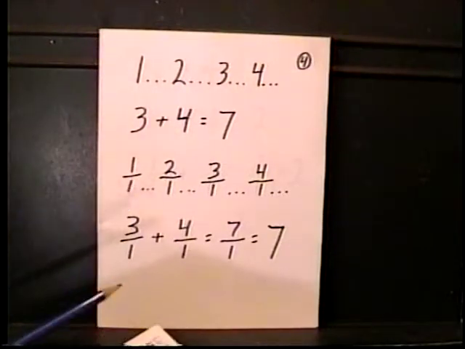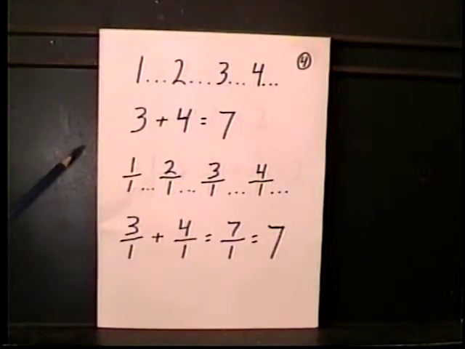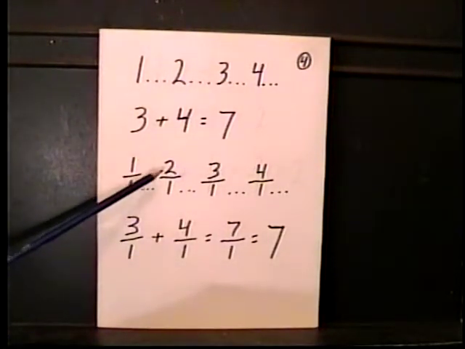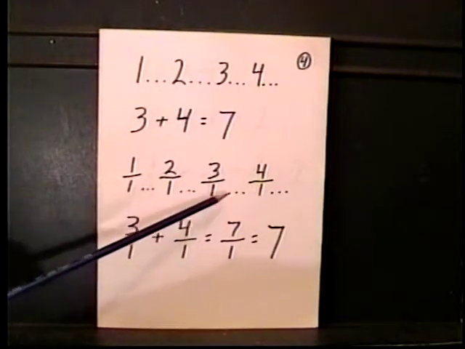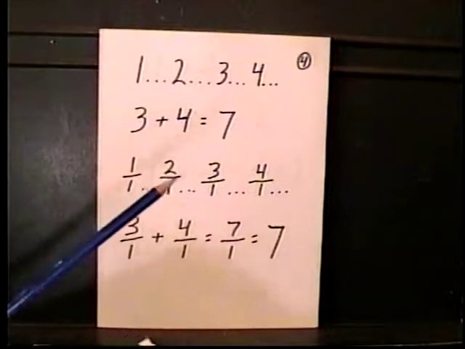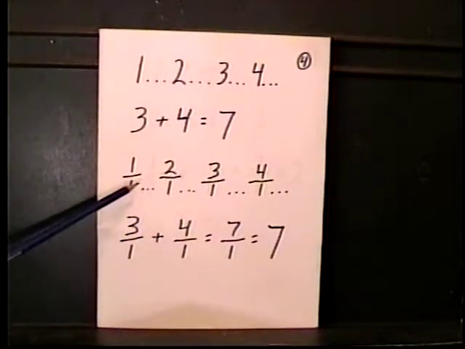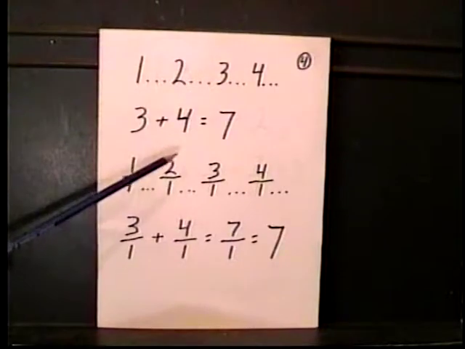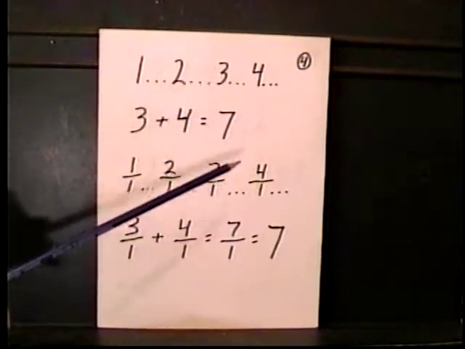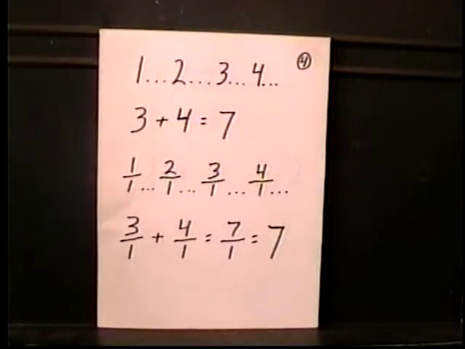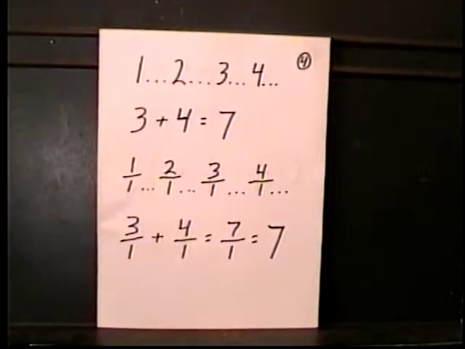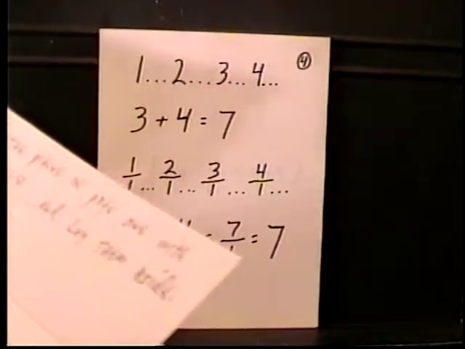But I can also count to 4 expressing it like fractions. I could say 1 over 1, 2 over 1, 3 over 1, 4 over 1. Of course, 1 over 1 equals 1, 2 over 1 equals 2, 3 over 1 equals 3, 4 over 1 equals 4. Now, let's place these pieces aside for a minute and take a look at page 5.